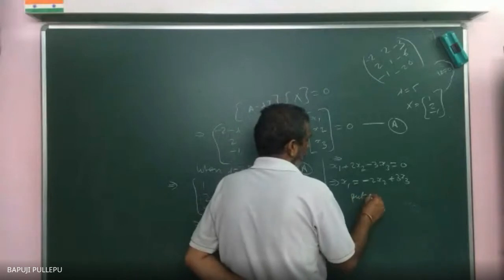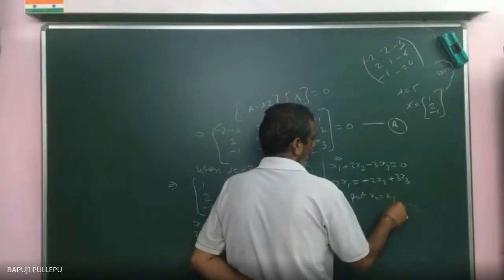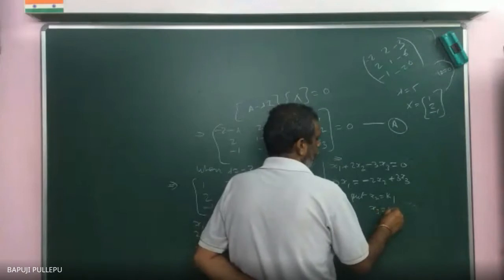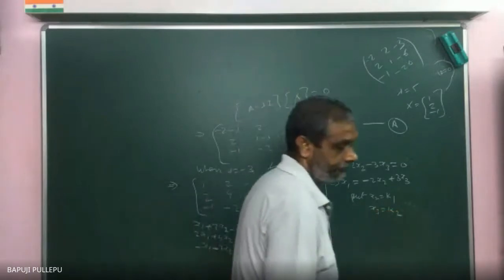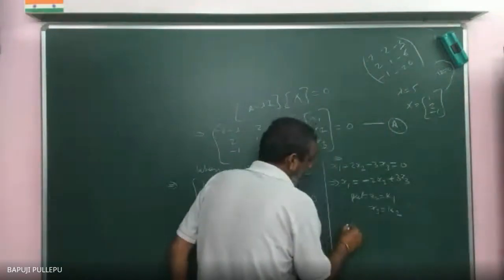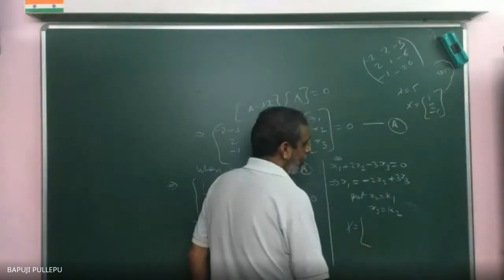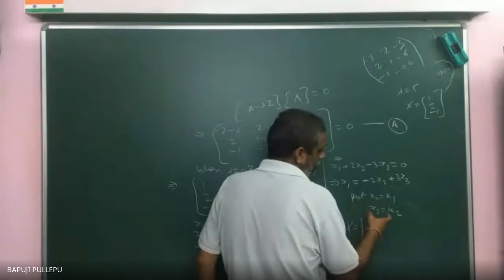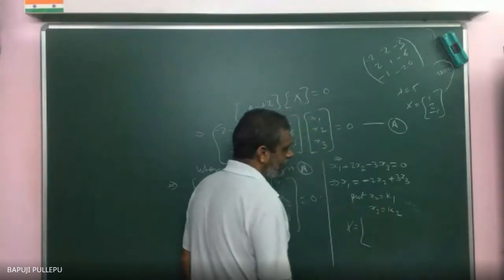Correct, sir. Now what I will do, put x2 is equal to k1 and x3 is equal to k2. I am just introducing parameters. K1, k2 will have infinite number of values. You have already done this in your plus 2 level. Now, my eigenvector becomes what? x2 is equal to k1, x3 is equal to k2, I am writing. What is my x1 now? Tell me.